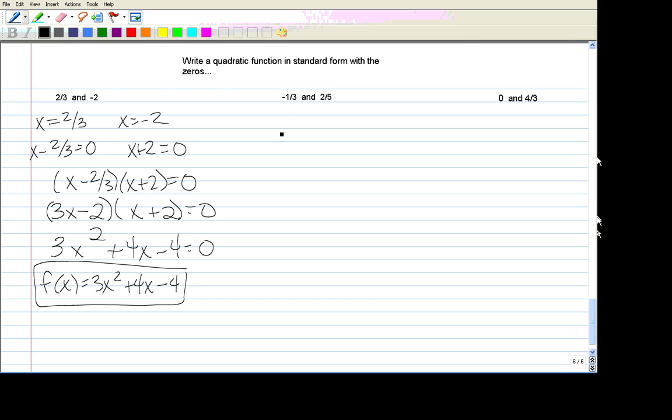For the next one, same thing, negative 1/3 and 2/5. So I'm going to have x equals negative 1/3 and x equals 2/5. So I'm going to get these equal to 0. So x minus 1/3 equals 0, and then x minus 2/5 equals 0. Set these as factors in an equation. So x minus 1/3 times x minus 2/5 equals 0.